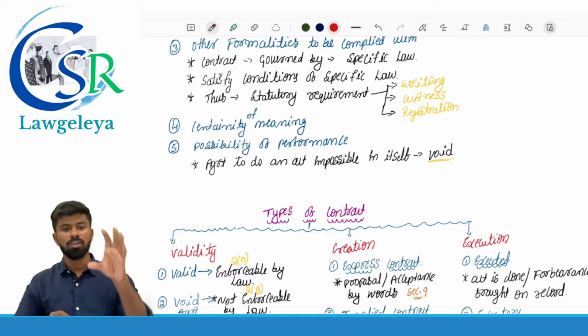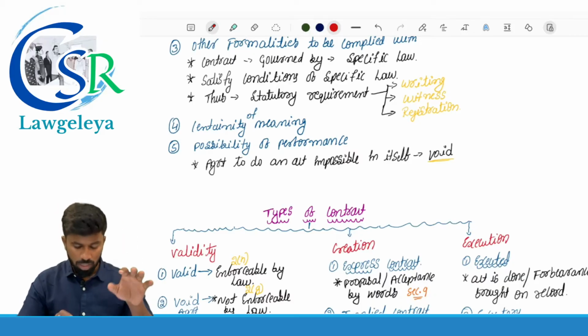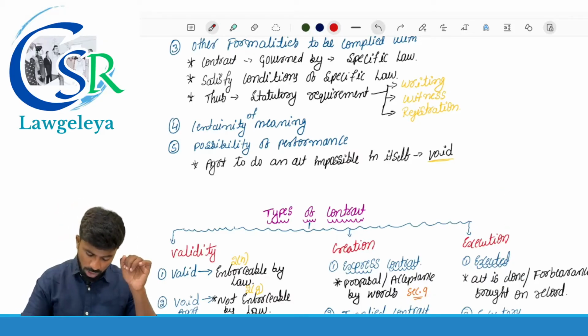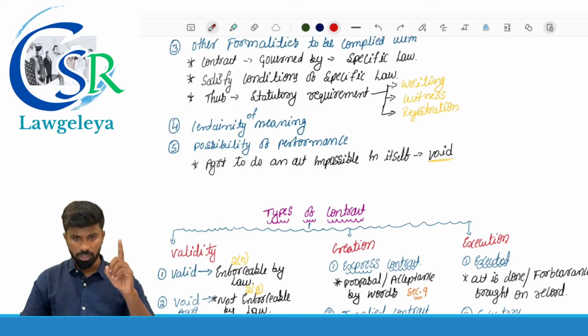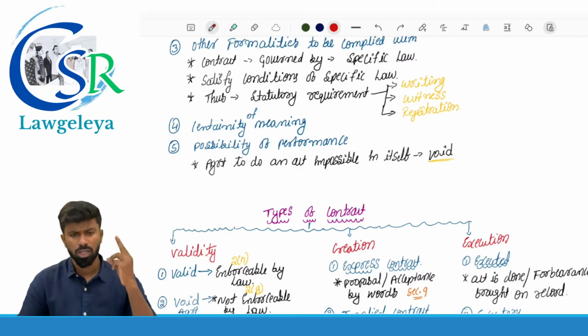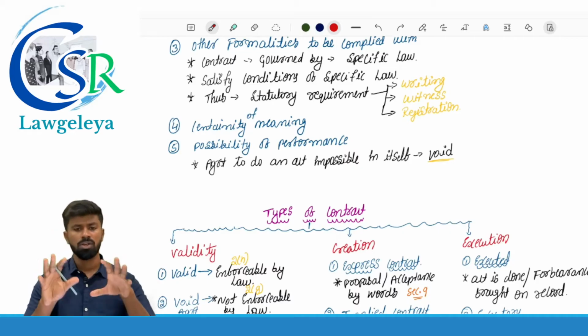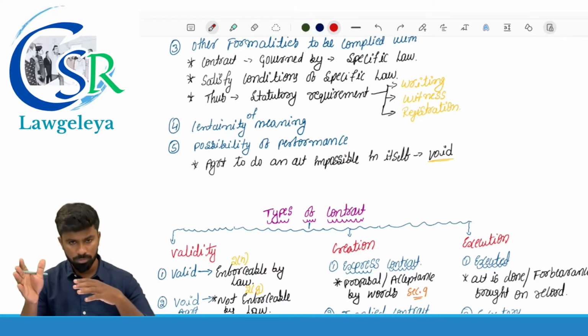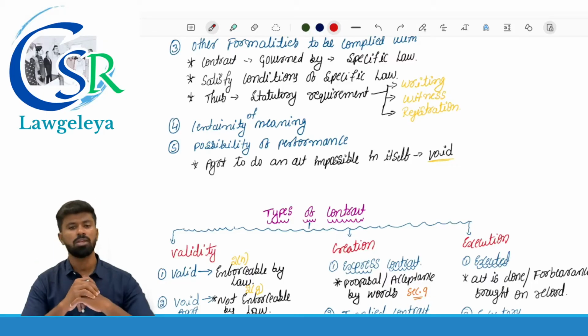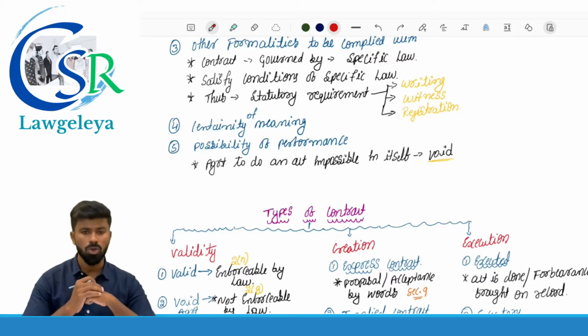So these are the 5 essentials which are based upon what? Based on interpretations. Along with that, there are 4 more conditions as per section number what? 10. That is free consent, competent to contract, lawful object and consideration, which is not expressly declared as void. We will discuss those topics later under the concept called other essential elements of a valid contract.